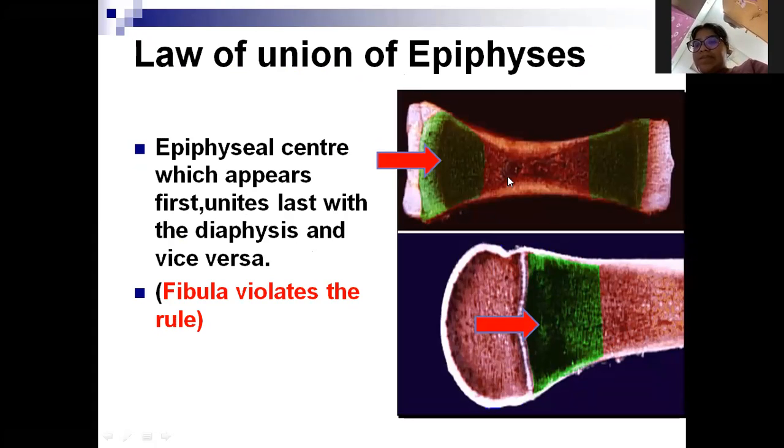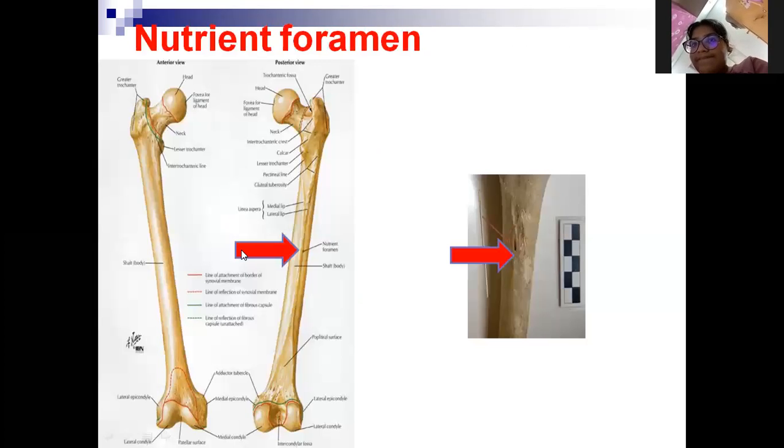See, law of union of epiphysis. You know, these different colors I have used here. This is diaphysis area. Epiphysis area I have used green. And the junction of red and green is nothing but metaphysis. So the same thing is zoomed out. This law and all we will discuss later.